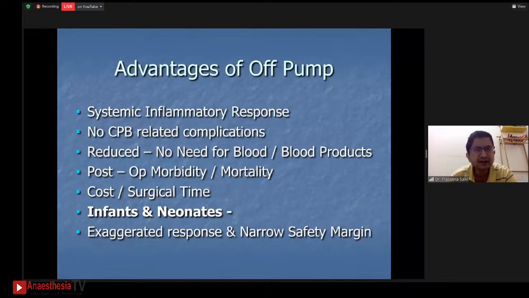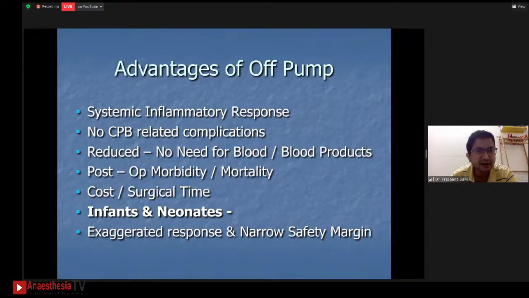So the advantages we have of off-pump is that, as I said, there's no systemic inflammatory response of the bypass, no CPB-related complications. There might not be a need for blood or blood products, less post-op morbidity and mortality.